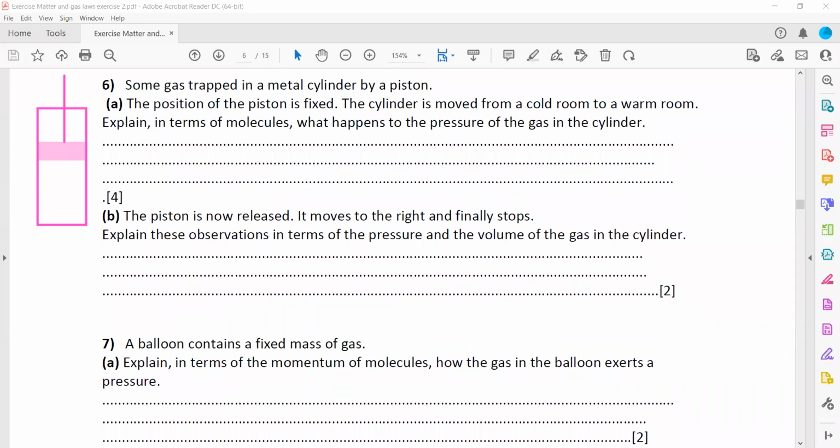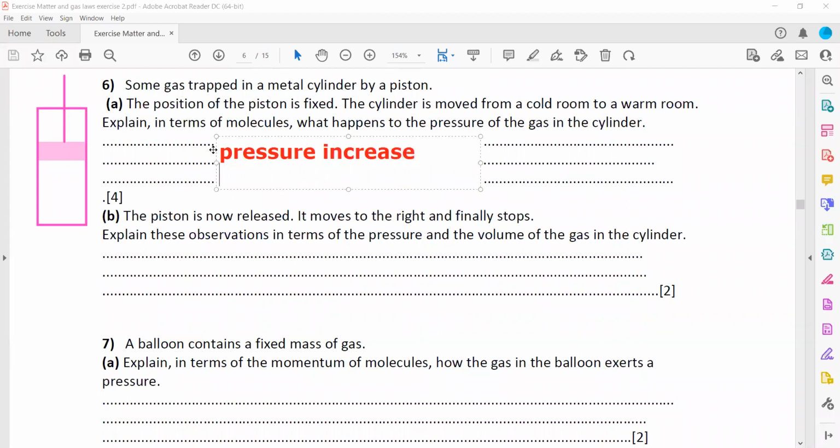So in this case, unlike the previous example where we were decreasing the temperature, we are increasing the temperature. If we increase the temperature and the volume is fixed, the pressure will also increase. And what is the reason for that? The molecules will move faster. Why does the pressure increase? Because the molecules move faster, so they will hit the wall more often.